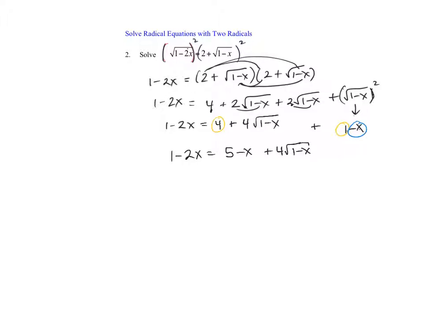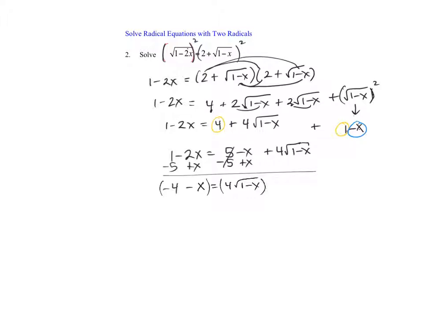Now the next step is to isolate a radical. So I need to get everything on one side except for just that radical. I'm going to subtract 5 from here, and I would get -4. And then I'll add x as well in this step. So I'd get -4 minus x is equal to 4 times the square root of 1 minus x. Great, and now I'm ready to square both sides.